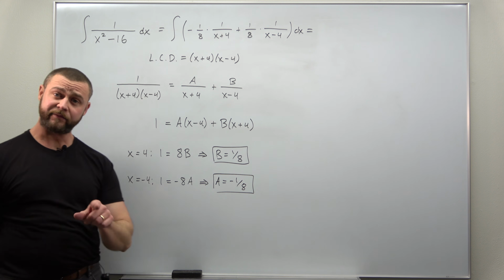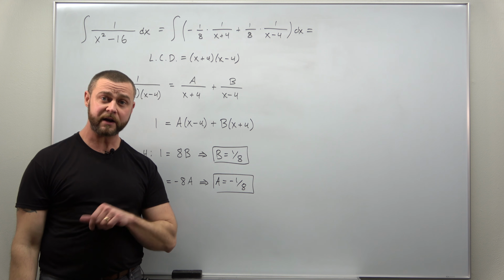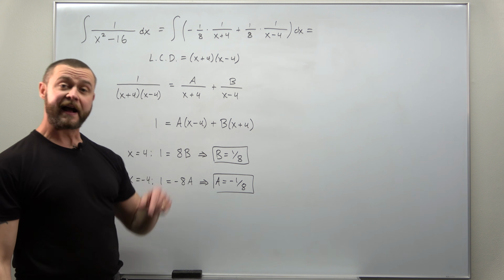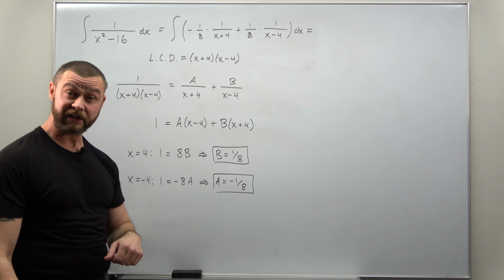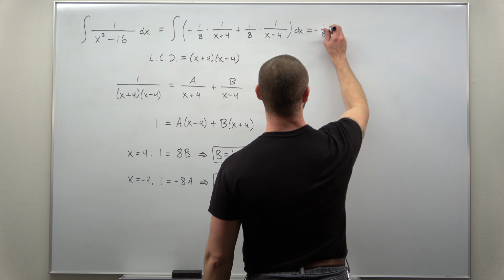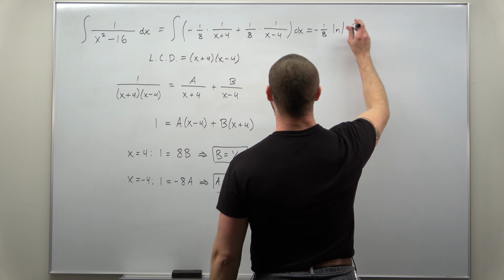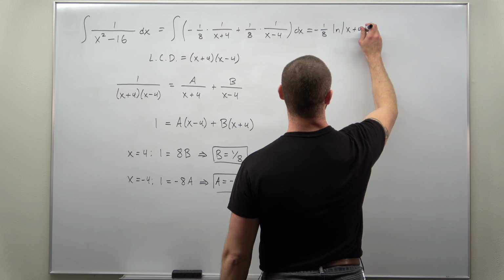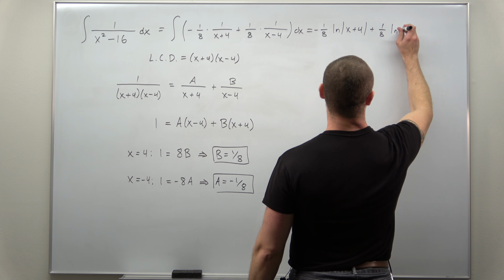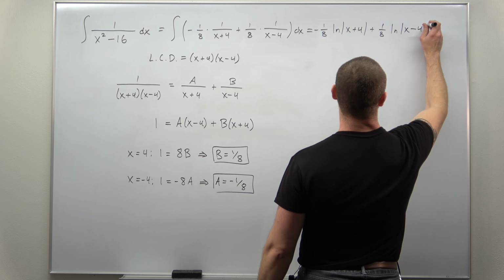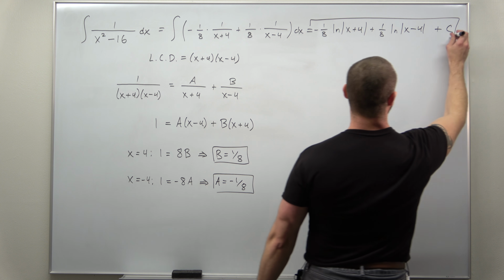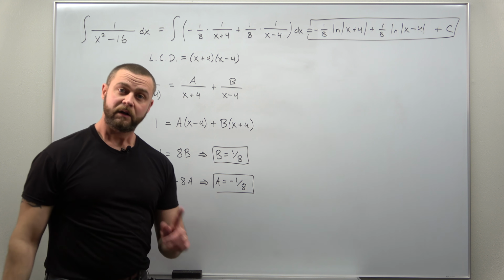And from there, since we have linear factors, very easy to integrate. You get natural logs for your antiderivatives, just with factors of negative 1/8 and positive 1/8. So as our answer, looks like we get negative 1/8 natural log of x plus 4, and then plus 1/8 times natural log of x minus 4. And that's it.